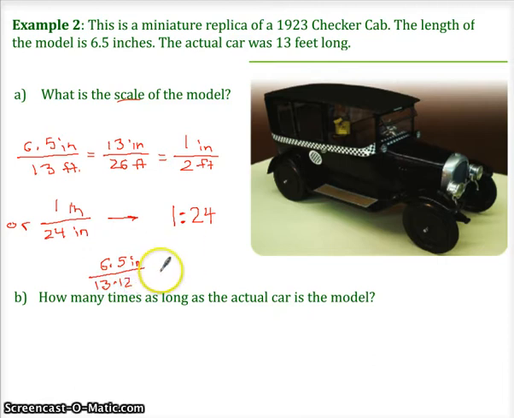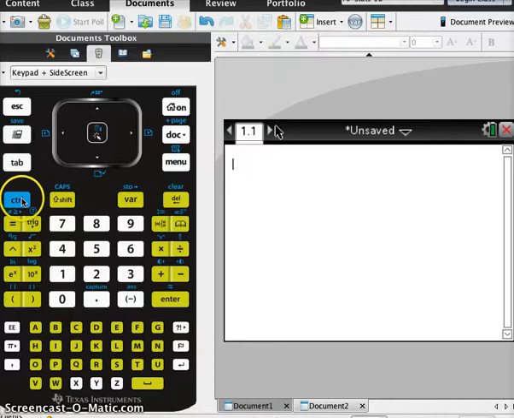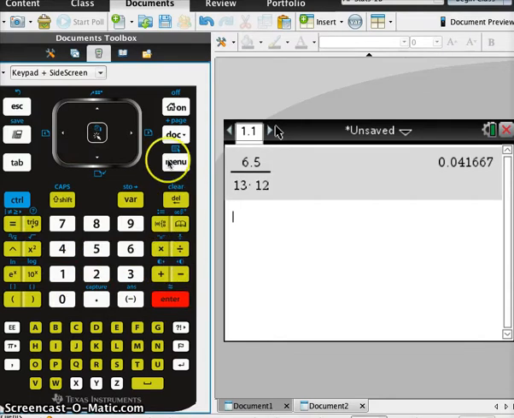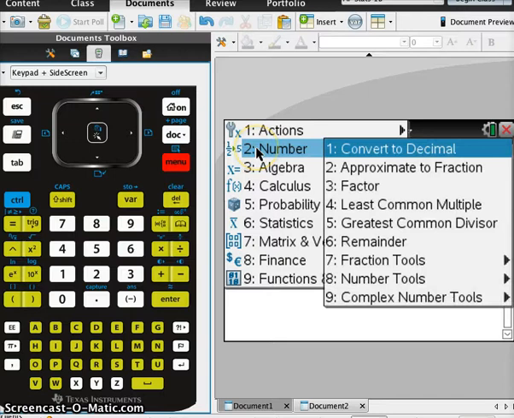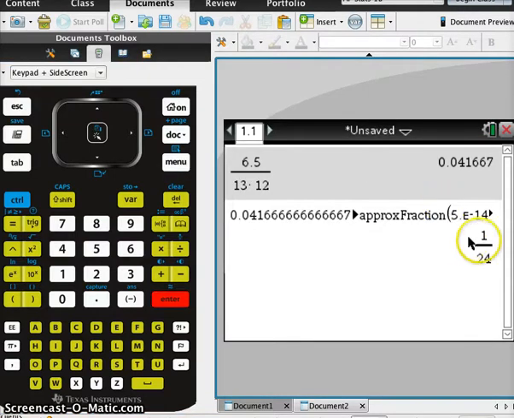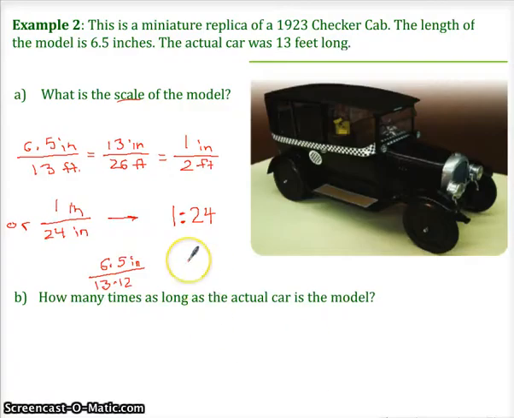And if I took that and put that straight in my calculator, oh, watch this. Remember, control divided by gives you that. If I went 6.5, and you can actually just do this, 13 times 12. This will probably give you a decimal, which is not what I want in ratio land. To change that to a fraction, you can do this. Menu, number, approximate to fraction, and that usually gives you exactly what you want if it's a nice fraction. Yeah, so there it is, 1 over 24. So 1 over 24 is the scale I'd want there.